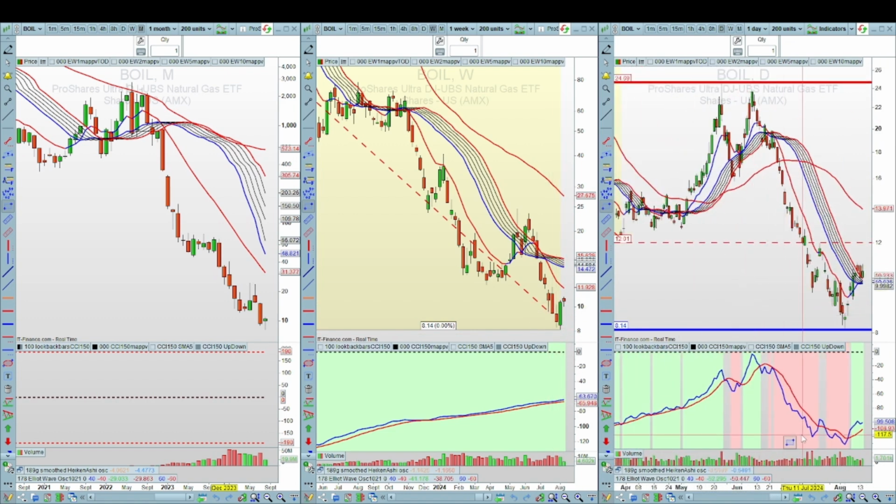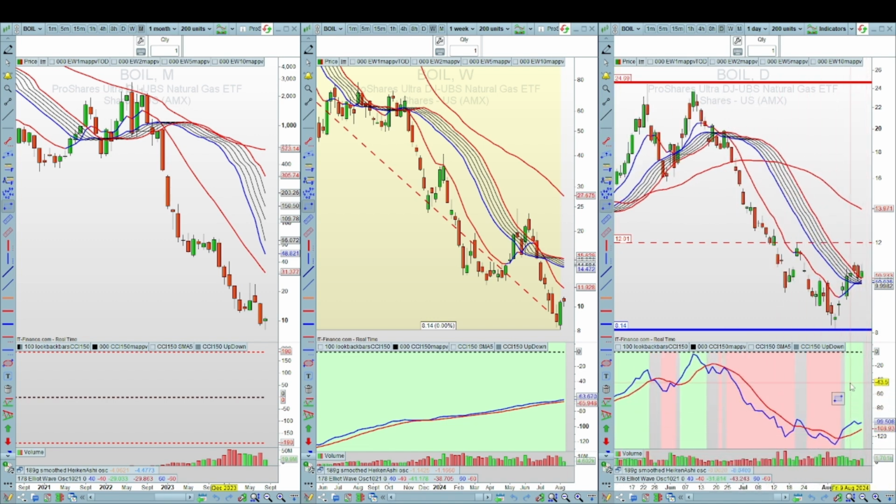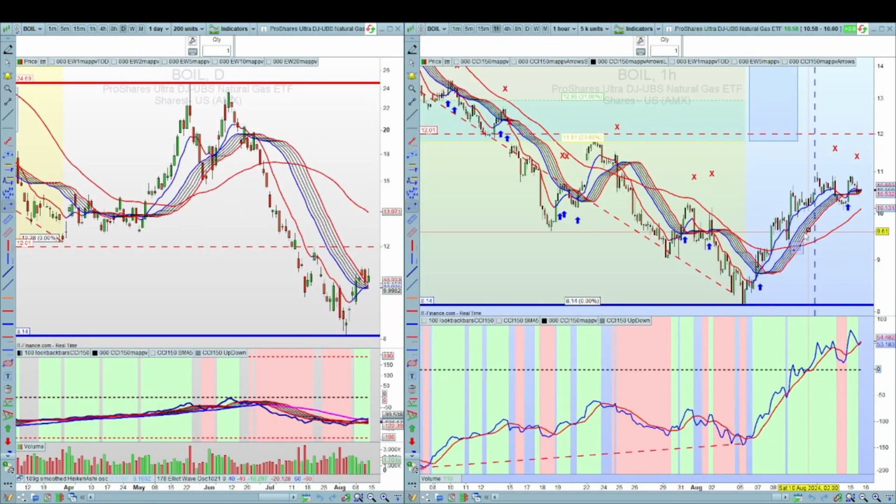On the daily, it was bearish during this period, but notice the CCI has now broken up, giving us a bullish signal, similar to the nat gas price, and it's actually bounced off that support at 8.14. It hasn't quite reached that resistance at 12.01 yet, but it's actually broken up through the moving average range of the daily moving averages.